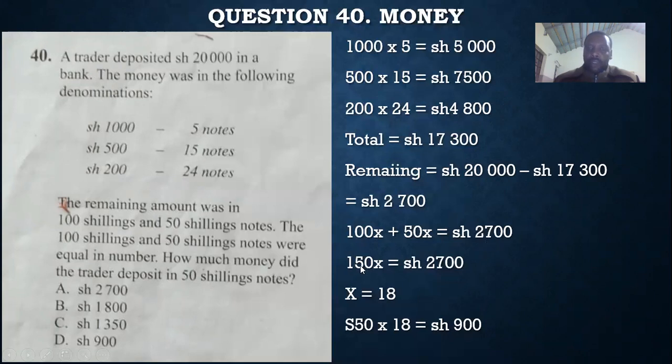We continue further with the equation. 150x equals 2,700. Divide both sides by 150. We get x equals 18. Then we want to know the value of the 50 shilling notes. So there were 18 notes of 50 shillings. So what is the value of that? We get the number of notes, which were 18, we multiply by the value of each note, which is 50, which gives us 900 shillings.